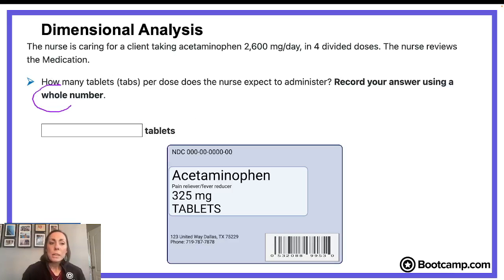So here we're told that we need to find a whole number. It might say that you want to round to 1 decimal place.